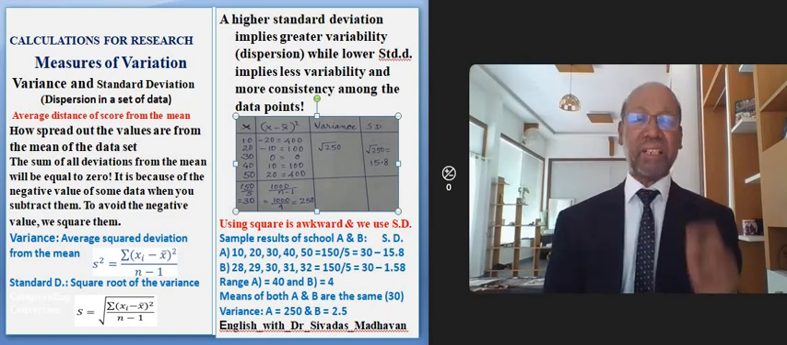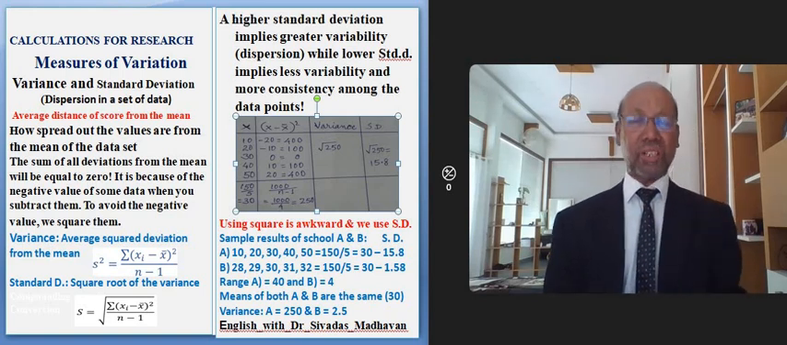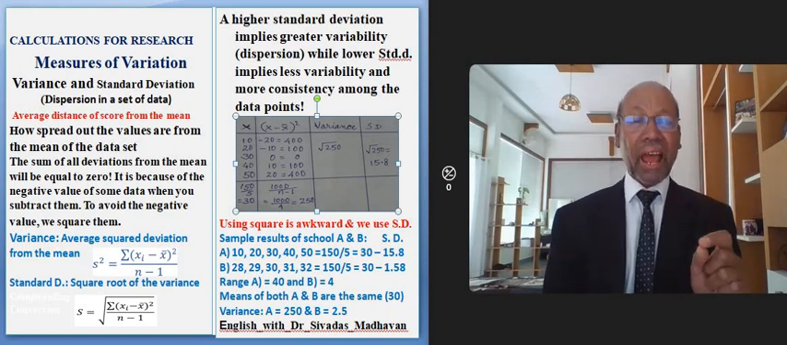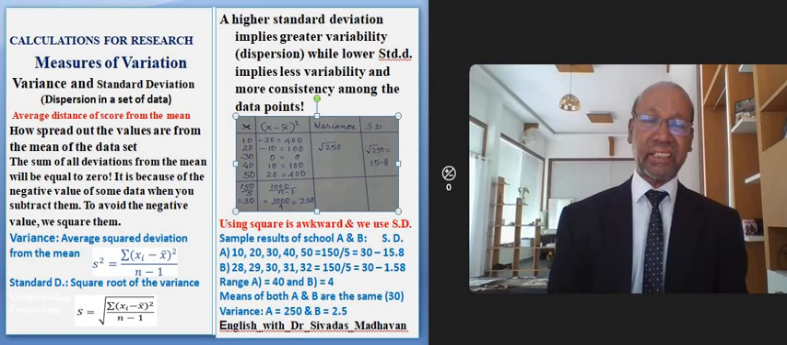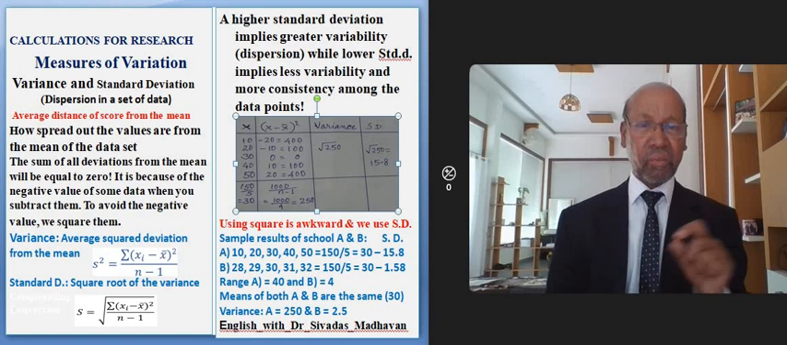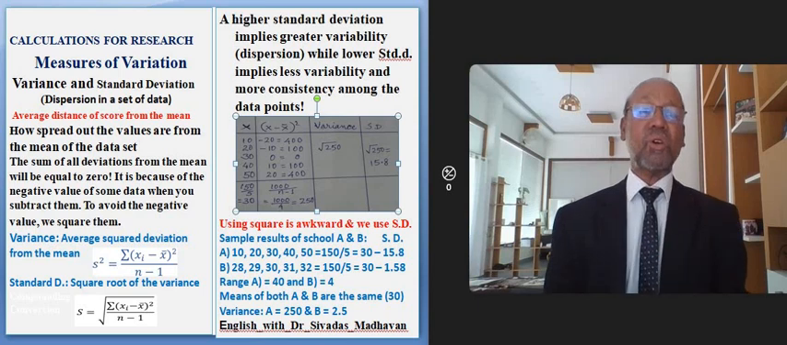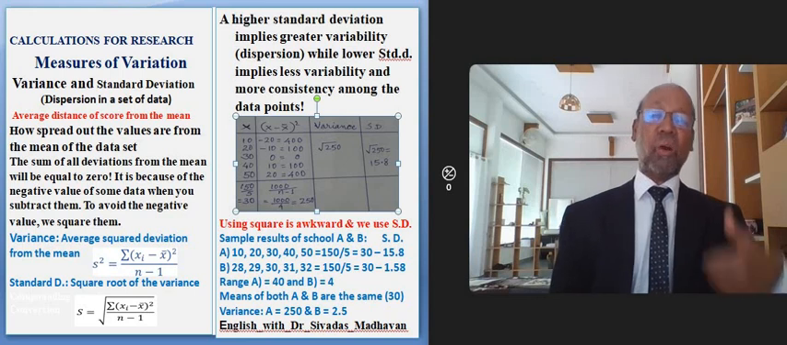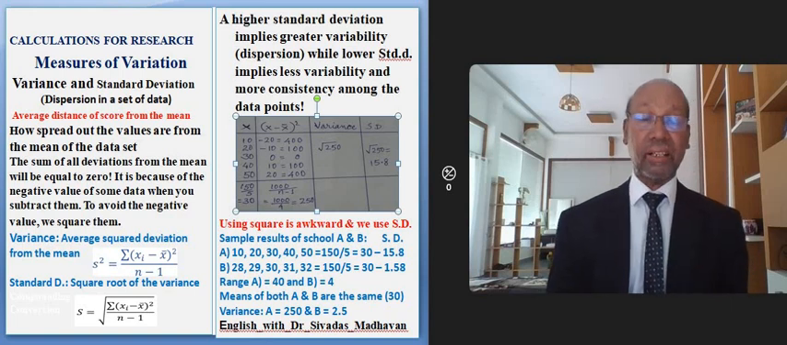When we square, 10 minus 30 will be minus 20. So minus 20 will have the square 400. Minus 10 will have the square 100. 0 will have the square 0. And positive 10 will have the square 100. And positive 20 will have the square 400. And the total will be 1000. 1000 divided by n minus 1. N is 5, the number of data points, there are 5.